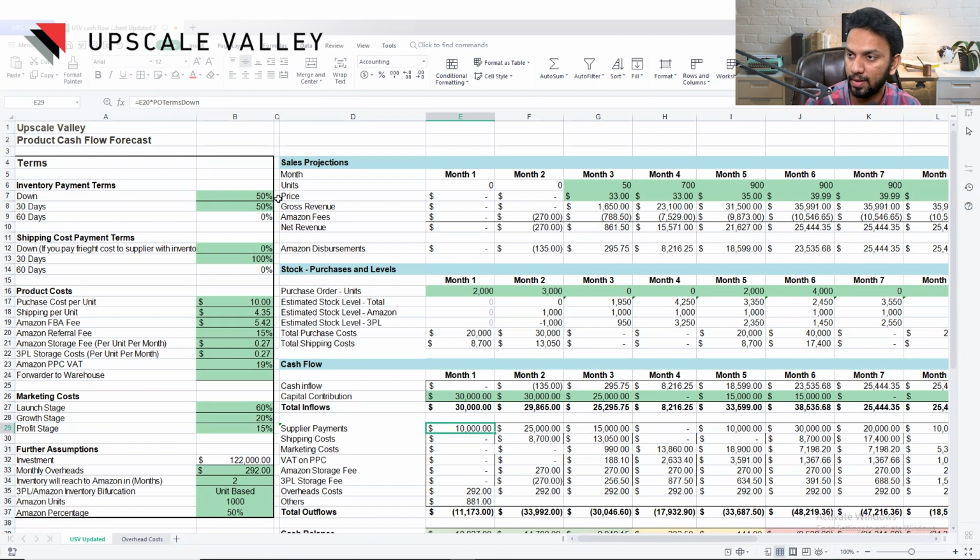Let's say our inventory production lead time is 30 days, and after 30 days the inventory is handed over to the freight forwarder. So I have added the payment term after 30 days.